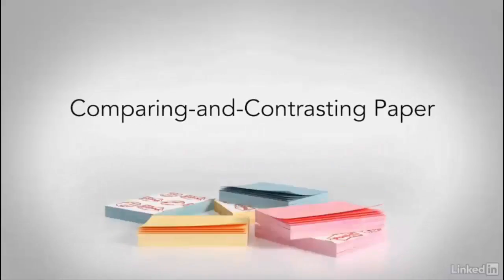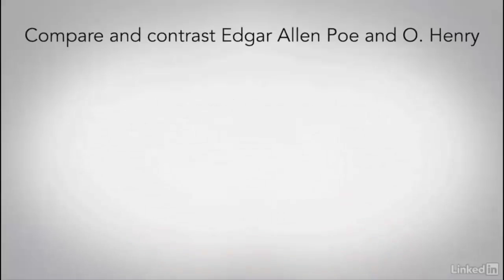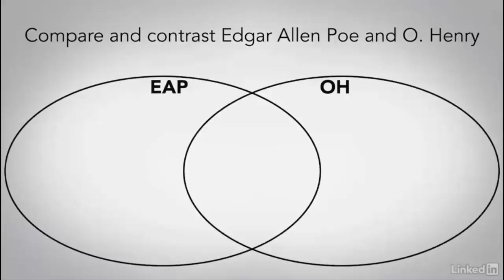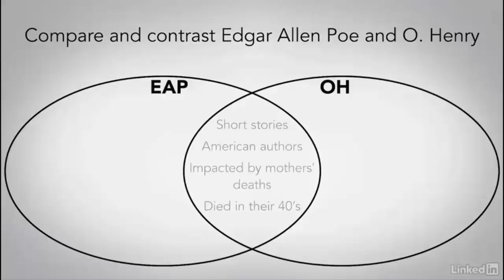Comparing and contrasting is necessary in a variety of writing situations. Each step and stage of the writing process needs to be followed, but also consider these additional concerns for this type of paper. Let's look at how we could brainstorm to compare and contrast Edgar Allan Poe and O. Henry using the Venn diagram. First, label one circle Edgar Allan Poe, and the other O. Henry.